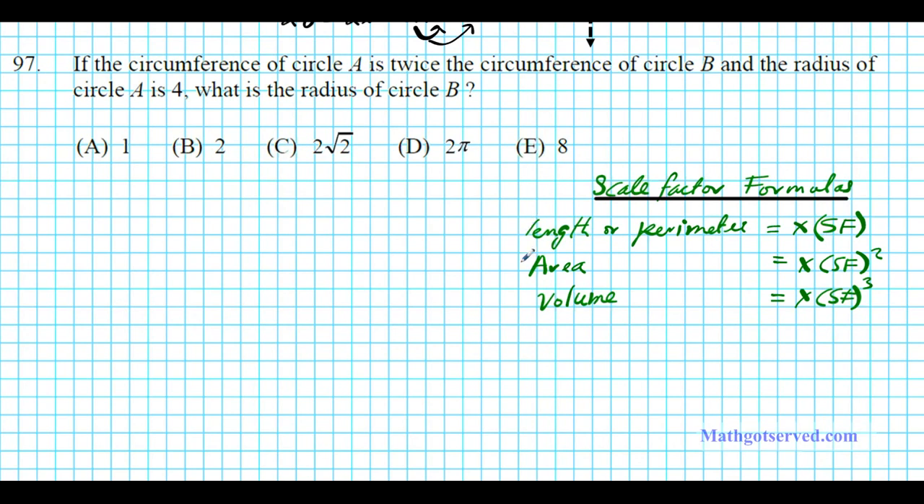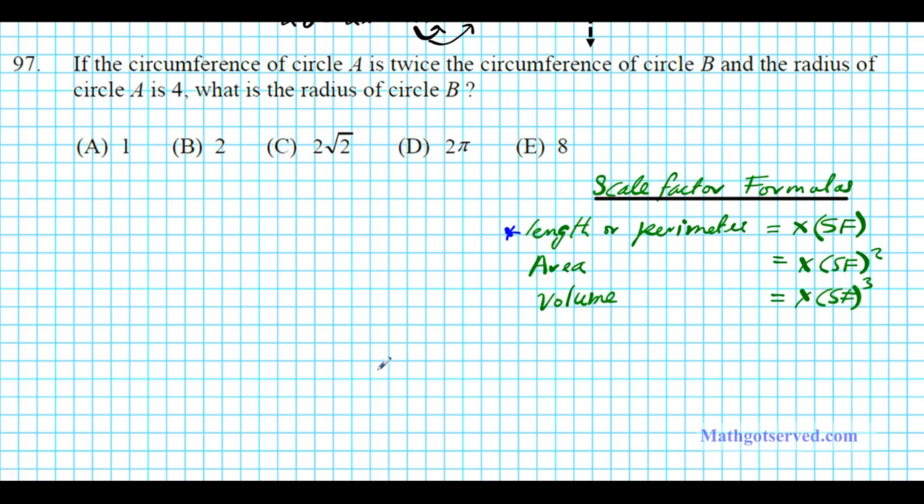Alright, so in this situation, we are given the circumference of A and B. Does that qualify as a length, area, or volume? Circumference is a distance, a length around the circle. So we're looking at this situation right here. If the circumference of A is twice the circumference of circle B, the scale factor from B to A is equal to 2.